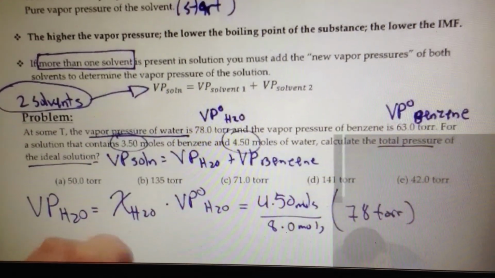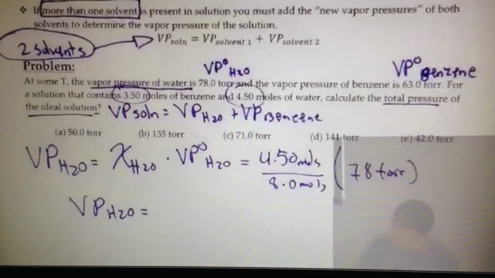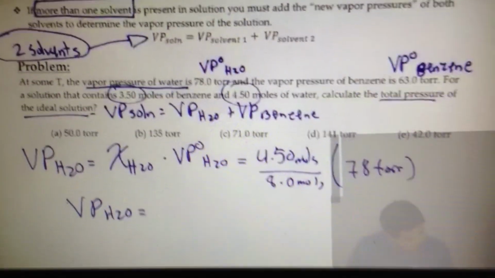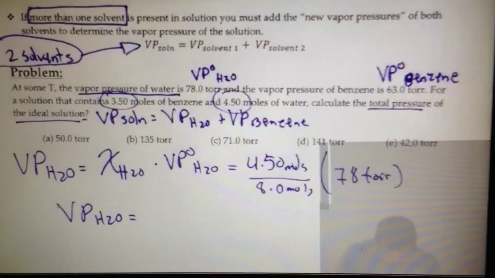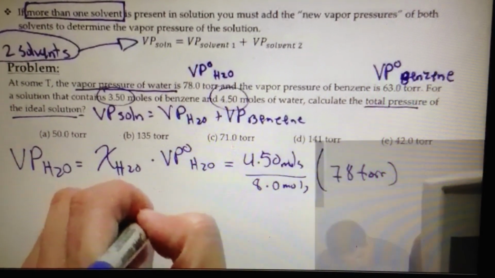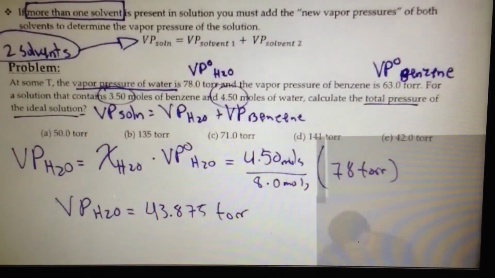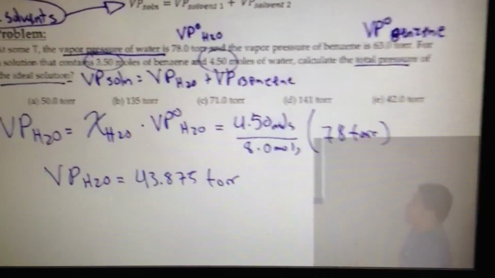So VP of H2O equals... where is my calculator? There it is. All right, so 4.5 divided by 8 times 78, so that's 43.875 torr. Now the unit that you get is going to be the same when you come out of there.